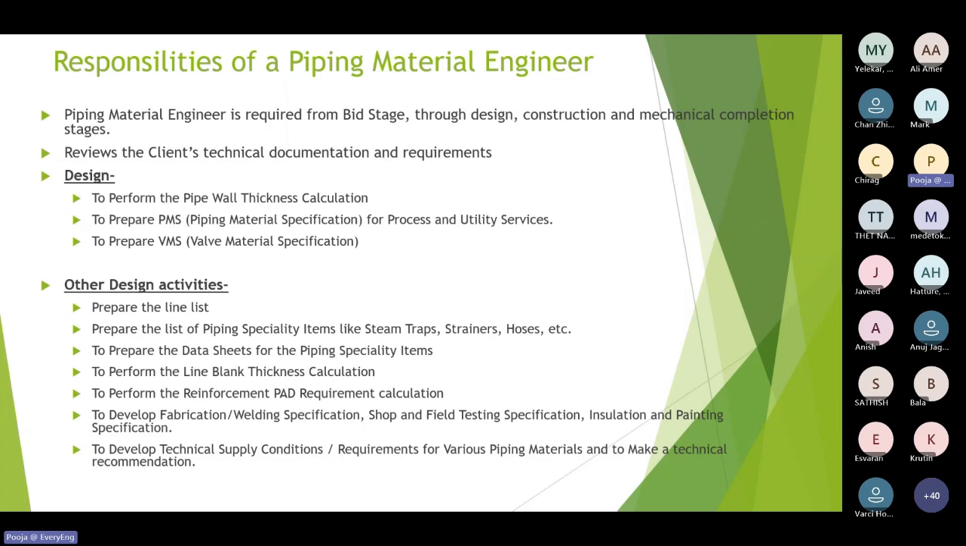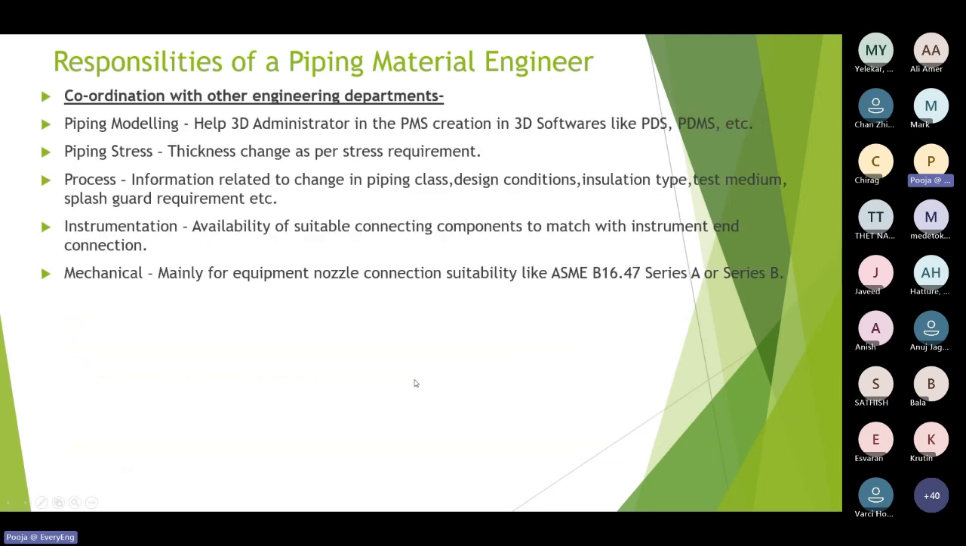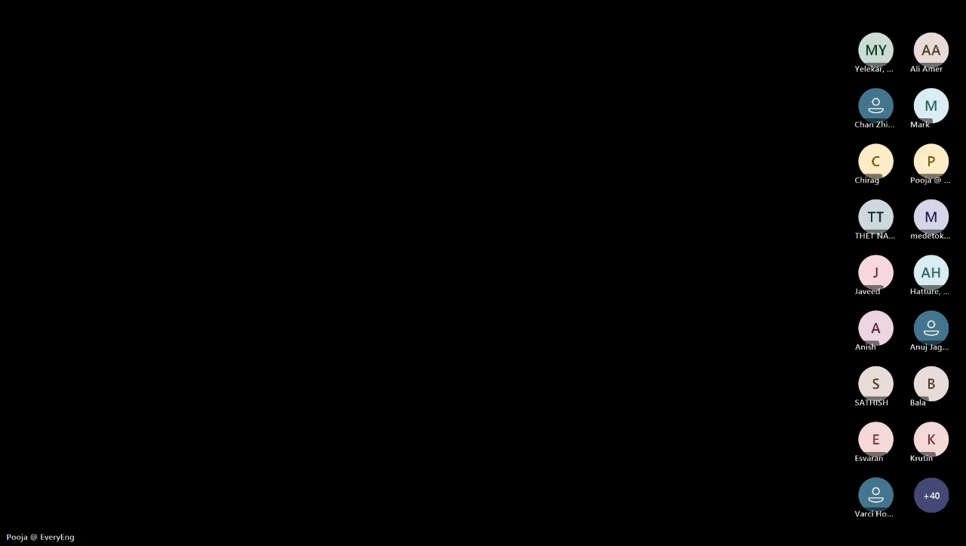The main deliverable or the main document which a piping material engineer has to prepare is a piping material specification. I will show you one example of this PMS. Also, we need to prepare the VMS, which is the valve material specification. Because if you see the photo of a valve, for example here, this valve has this outer body, then it has this disc, some seat rings, bonnet, stem, handwheel. Again, here you will have a lot of different components.